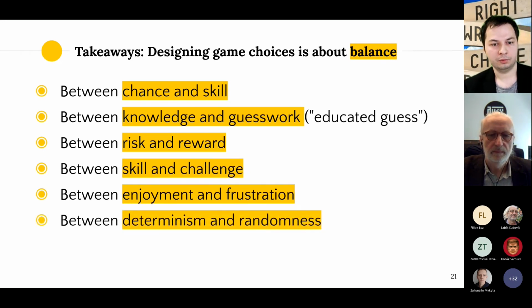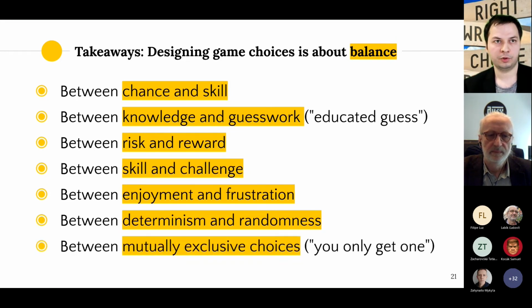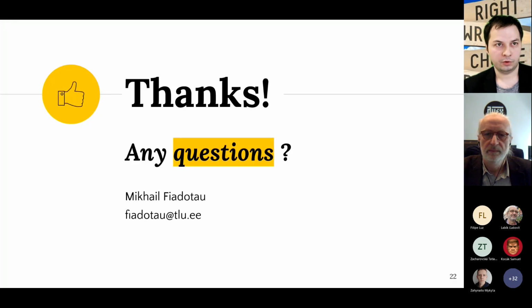Determinism and randomness. Again, there may be a predetermined sequence of events, but there may be also chance-based elements that come into play and that make for nice kind of variety and unpredictability, and also the choices that are mutually exclusive. So there is a difference between the choices, and maybe you can only get one of the multiple things, all of which are desirable, or one of the bad outcomes, at least one of which is inevitable. So these are some takeaways that I wanted to highlight in this talk, and I think I'm more or less barely on time. So thank you, everybody.